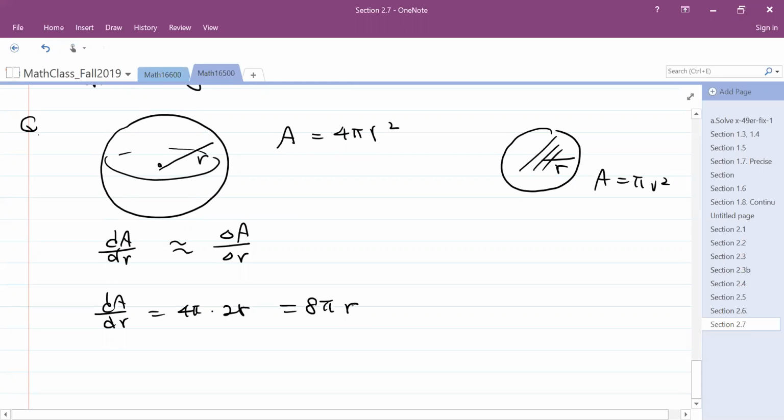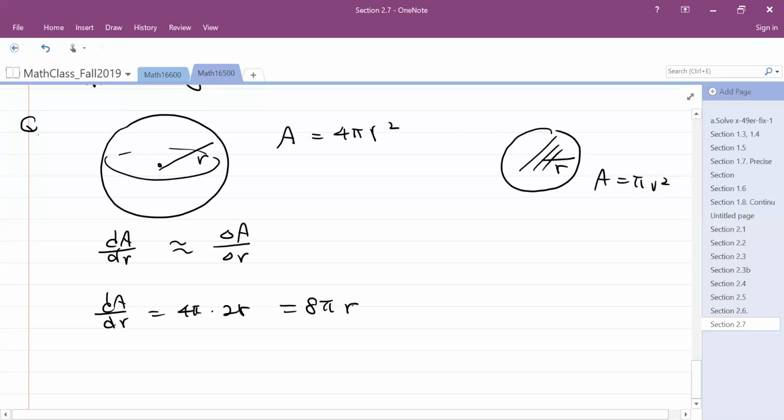So that means the rate of change of the surface area with respect to radius still depends on the radius. If the radius is getting large, the rate of change is also getting large. Think about two balls, one larger and one smaller. Each ball's radius increases by 1 inch.